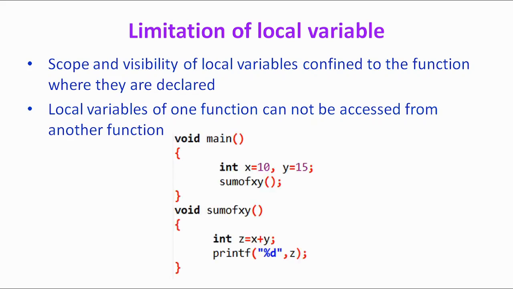In this example, we try to compute the sum of x and y variables from the sumxy function, but since they are declared inside the main function, their scope is restricted to the main function, so we cannot access them from the sumxy function. This leads to an error message stating that x and y are undeclared.